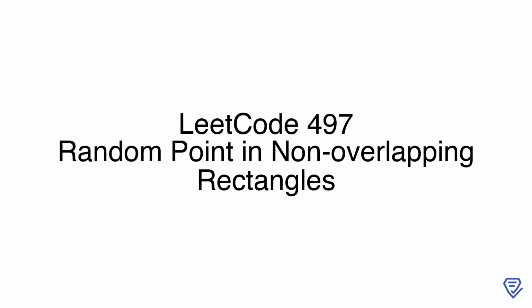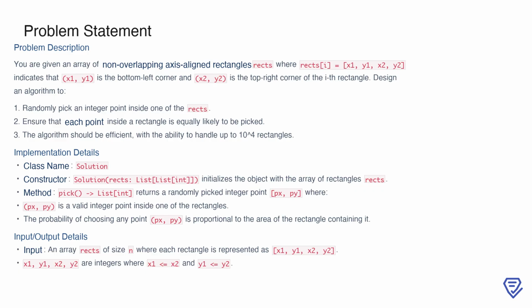Let's get started. In this problem, we are tasked with designing an algorithm to randomly pick a point from a set of non-overlapping rectangles. The rectangles are represented as an array where each rectangle is defined by its bottom left corner, x1, y1, and top right corner, x2, y2. The algorithm must ensure that every integer point inside a rectangle has an equal probability of being chosen. Additionally, the solution should handle up to 10,000 rectangles efficiently.